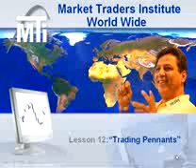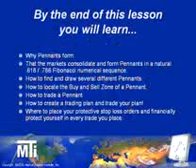Lesson 12, Trading Pennants. By the end of this lesson, you will learn why pennants form, that the markets consolidate and form pennants in a natural 618, 786 Fibonacci numerical sequence. You will learn how to find and draw several different pennants, how to locate the buy and sell zones of a pennant, how to trade that pennant, and how to create that trading plan and trade your plan. And more importantly, where to place your protective stop-loss orders and financially protect yourself in every trade.